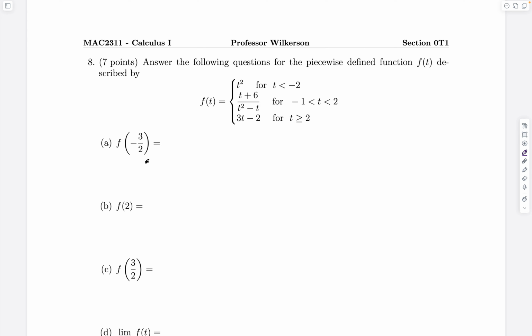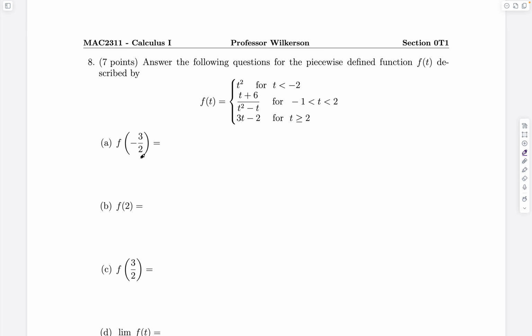So this leads us into part A, which is asking us what's the y value of the function f when x is -3/2, or really t, right? T is the variable in question here. So when is t equal to -3/2? Well, I don't have a function value when t is -3/2.